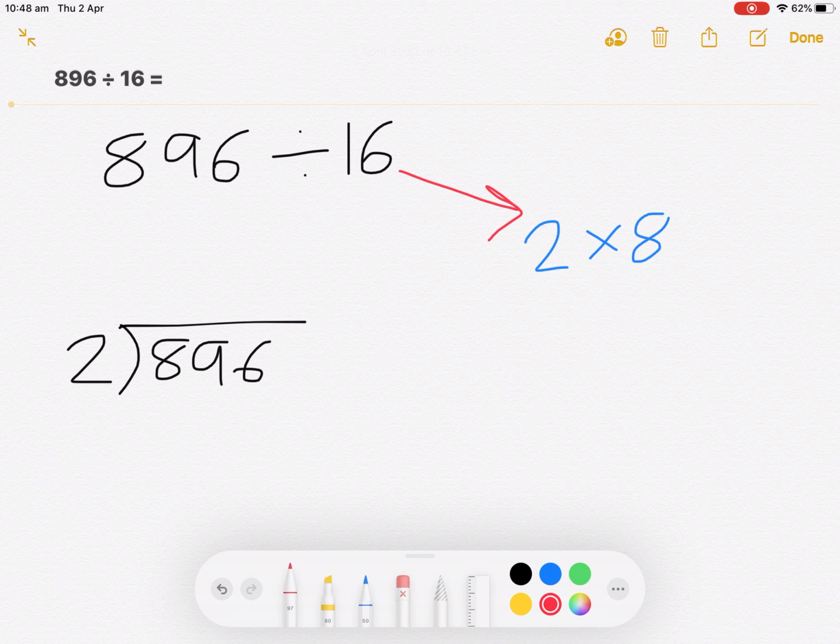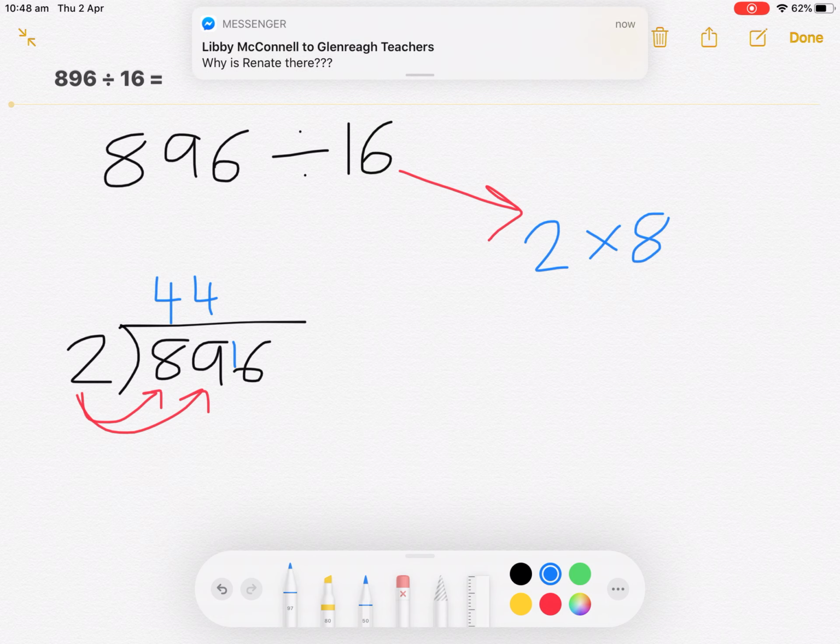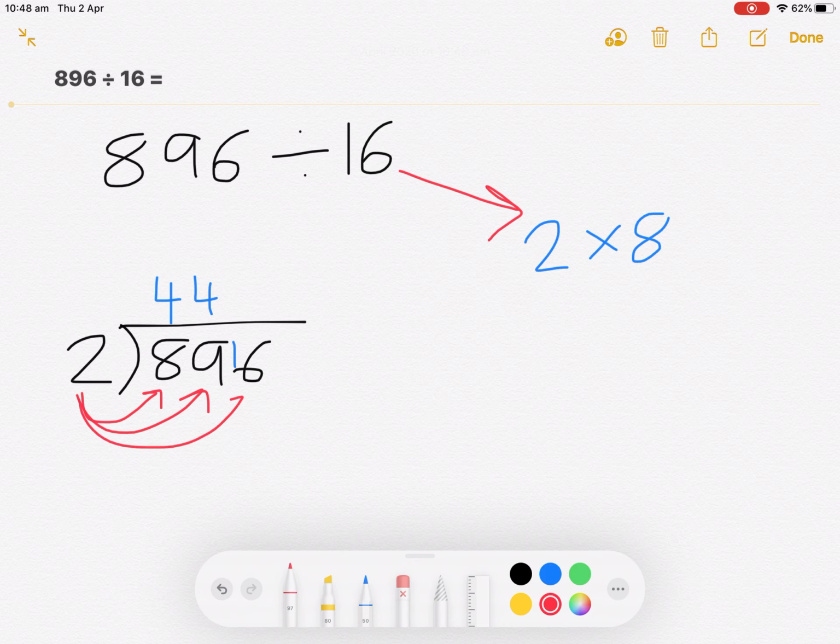So I do my short division the same way, 8 divided by 2, 9 divided by 2. Would get 4 each, but I would have one remainder. And now the one remainder was 1 ten remainder, so now I actually have 16 here. 16 divided by 2 is 8.